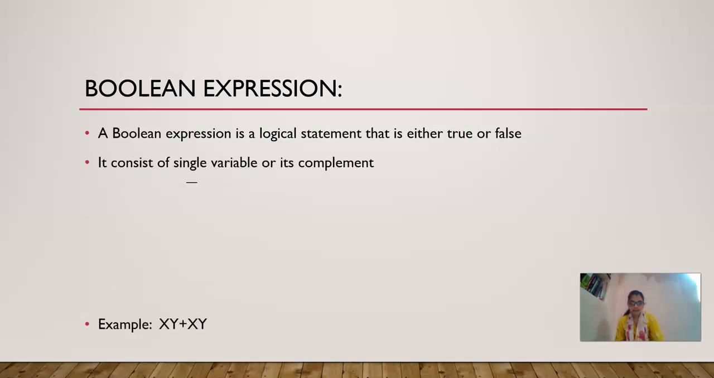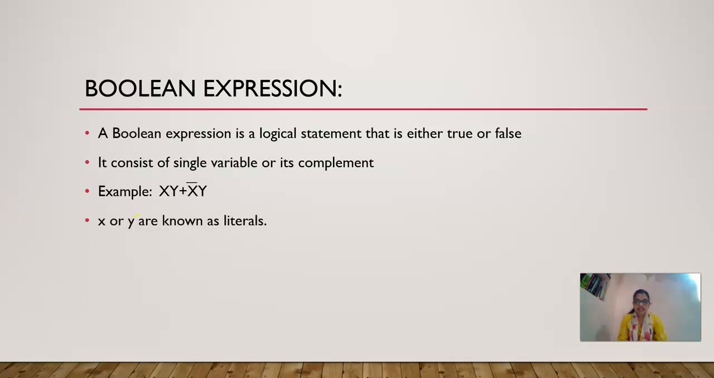For example, xy plus x bar y is an example for Boolean expression. Here x and y are variables, plus is an operator. These variables are also known as literals. One more thing here is, you may be having a variable in a normal form or in a complemented form. For example, here x is in a normal form, whereas x bar is in complemented form.